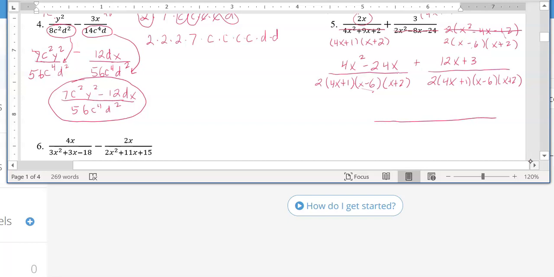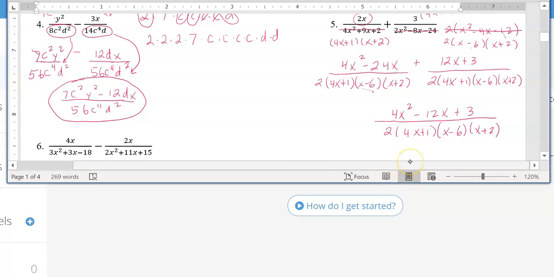Do not try to factor and cancel here and here before you put these together. You need to, at this point, go ahead and combine like terms in the numerator. So we just have one x squared term. We have two x terms that we can put together, so that would be minus 12x. And then I've got a constant plus 3. And all of that's going to go over 2 times 4x plus 1, x minus 6 times x plus 2.